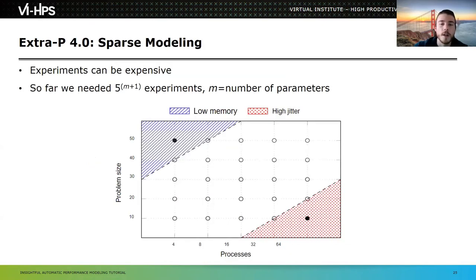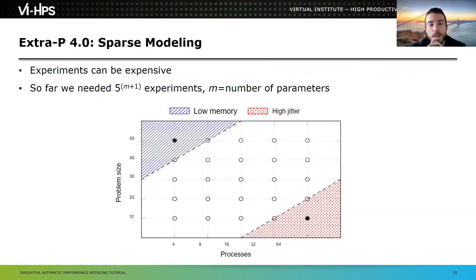So for our last and current release of Extra-P, we introduced another thing that we call sparse modeling. Of course, the performance experiments that we require you to do for Extra-P can sometimes be quite expensive. We were aware of that, and that's why we created this approach to reduce the amount of necessary performance measurements. So far, we always needed basically a full matrix of measurement points for the parameters that you want to model.